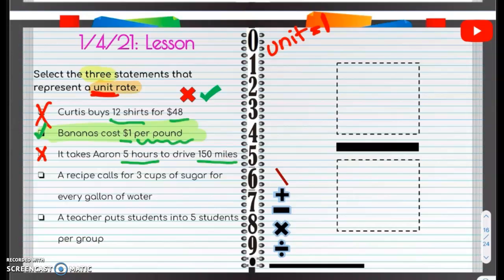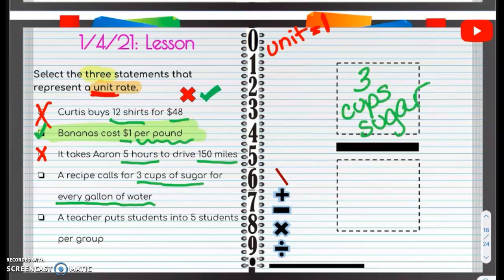All right. A recipe calls for 3 cups of sugar for every gallon of water. So 3 cups of sugar for every gallon of water. So that's just 1 gallon of water. So 3 cups of sugar for every 1 gallon of water. Do we have that 1 in our denominator? Yes, we do. So that is going to be a unit rate. All right, so I'm going to check that.